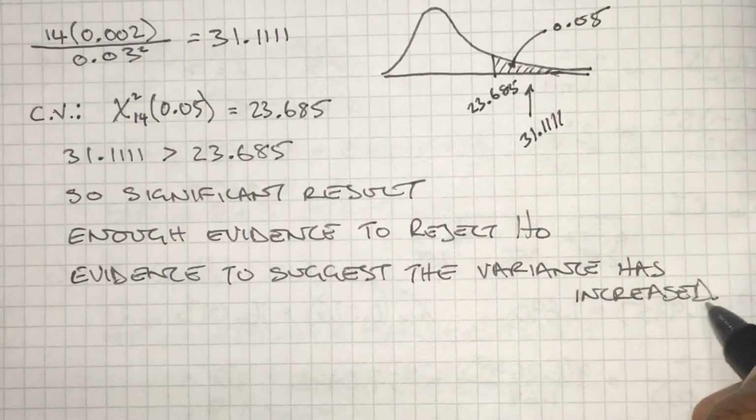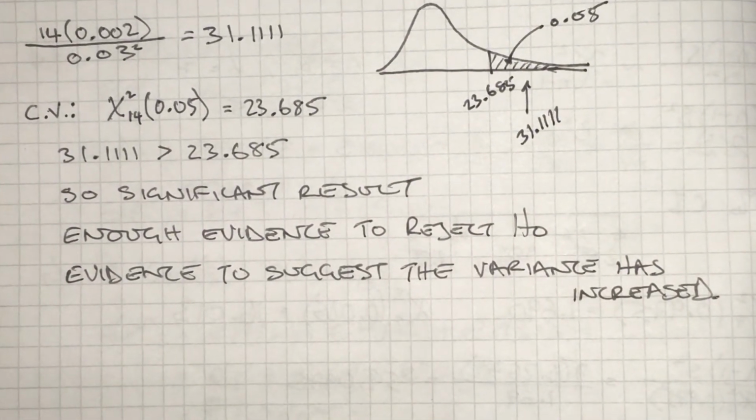So hopefully as you look through this, there's lots of familiar aspects of the hypothesis test that you're conducting. But let's look at one more variation. What if we had a two-tailed test?